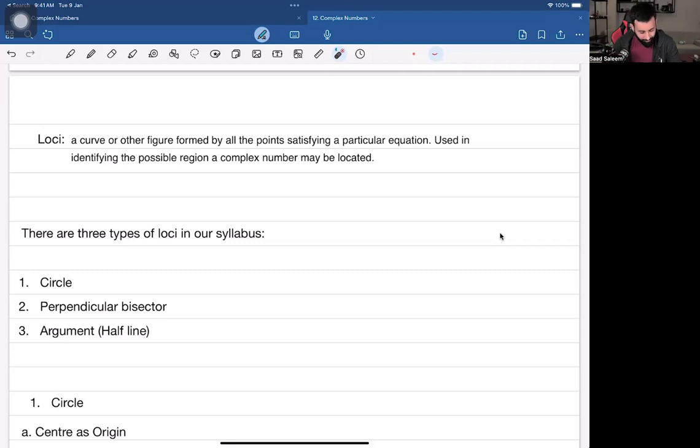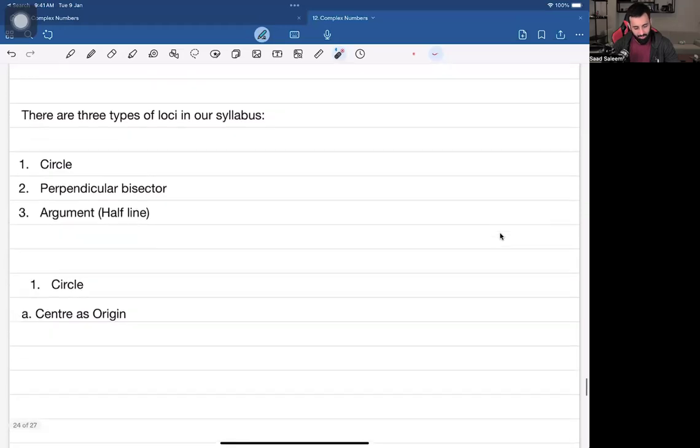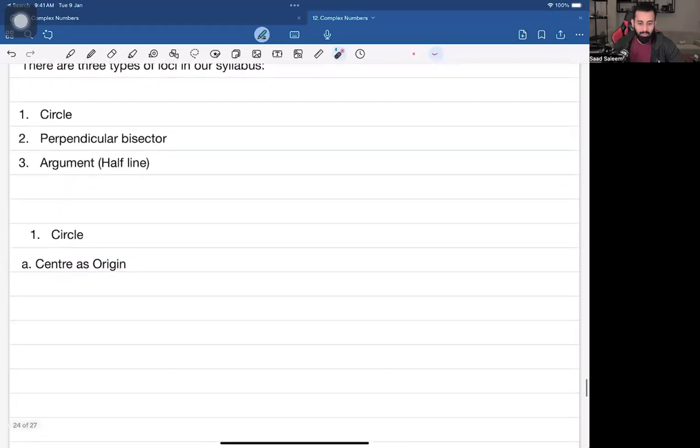Okay, so let's start with a circle. Let's understand the condition where we have to draw a circle. Now, there are two scenarios where we draw a circle. One is when the center is the origin, and the other is when the center is not the origin, but some point other than the origin. Okay, so let's have a look at this.